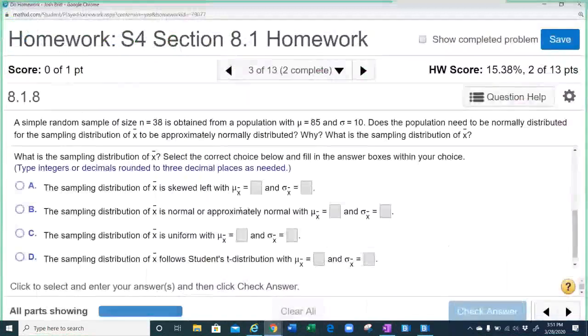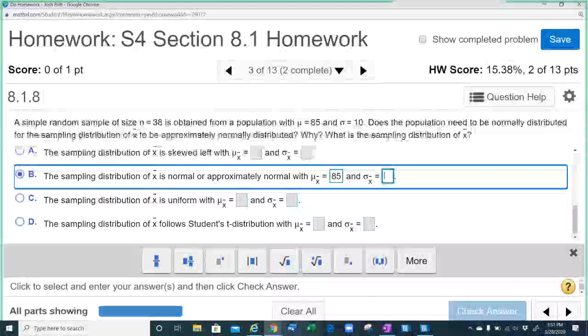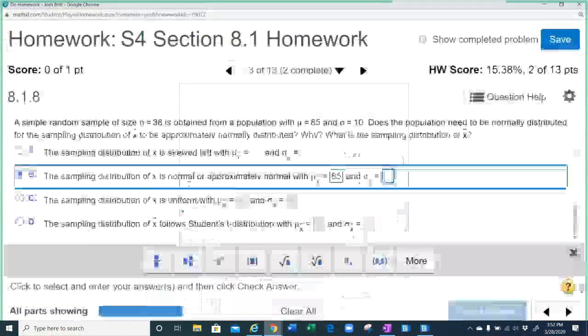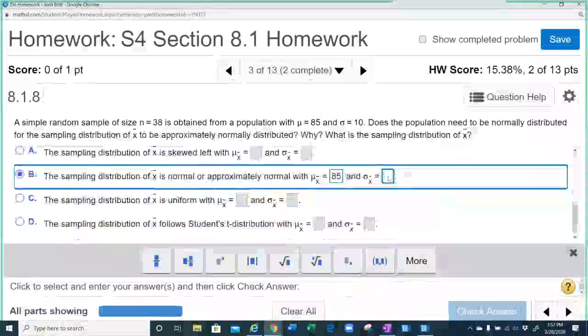So now we'll compute the mean and standard deviation. So remember, the sampling distribution of x bar is approximately normal with a mean always equal to mu and standard deviation equal to sigma over square root n. So 10 over square root 38. So 10 divided by square root of 38, and that gives you 1.6222. So we're going to 3 decimal places, 1.622.